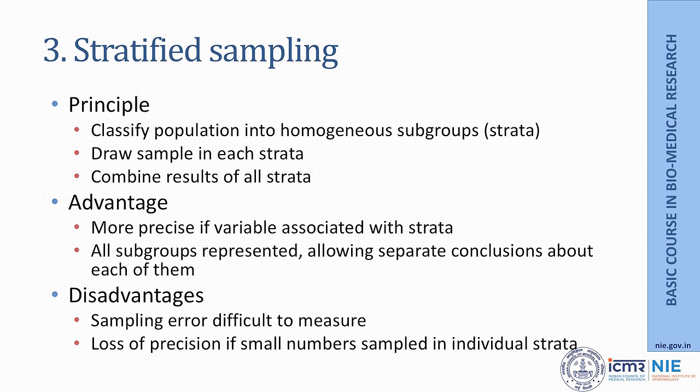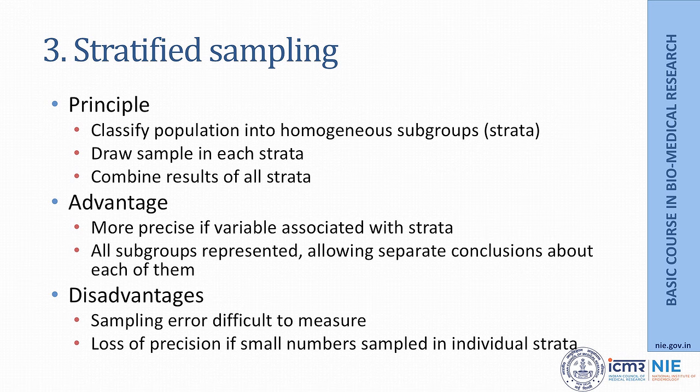There is a sampling method called stratified sampling. The principle of it is to classify the population into homogeneous subgroups, which are called strata, and you draw a sample from each stratum, then combine the results of all the strata to get an idea of the whole population. The advantage is that it is more precise if the variable is associated with the strata, and all subgroups are represented, allowing for separate conclusions about each one of them.